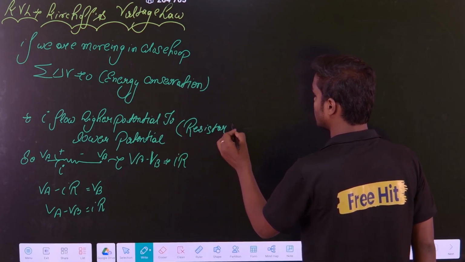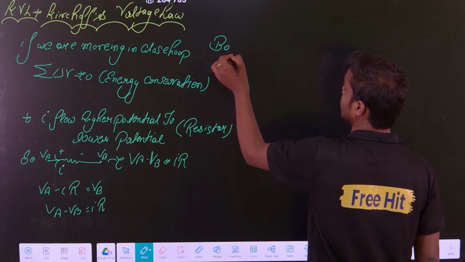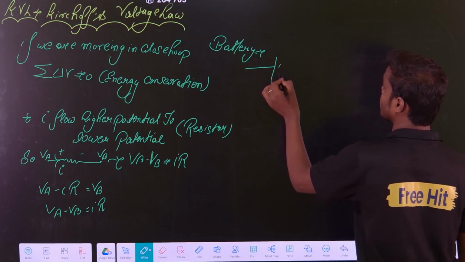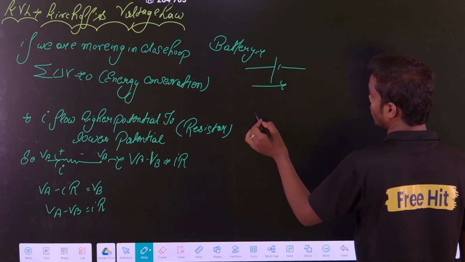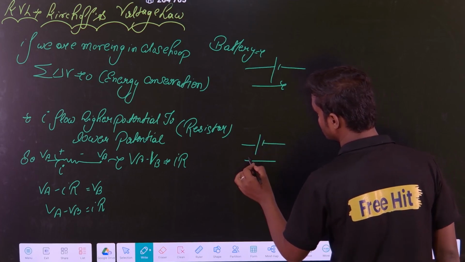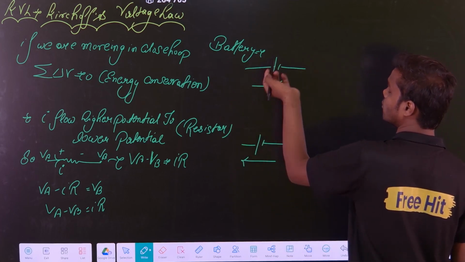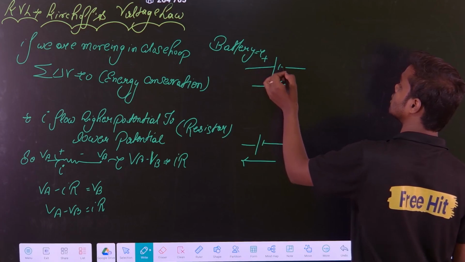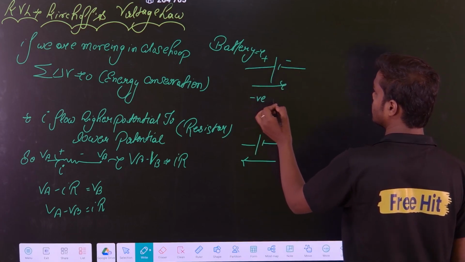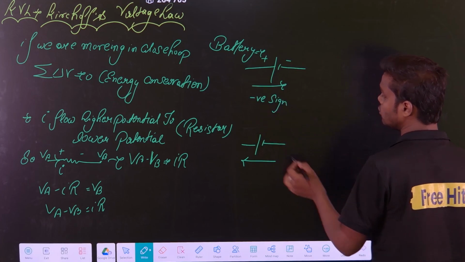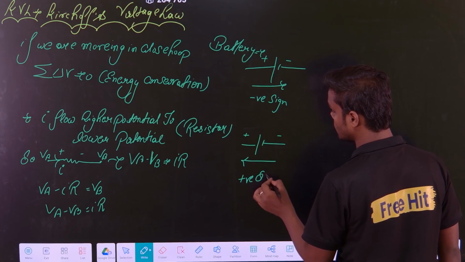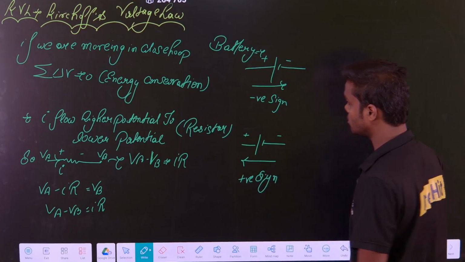But for a battery, let us talk about the battery. Suppose I am moving like this, or in the second case I will move like this. In this case, you are moving from the positive terminal to the negative terminal. So what sign do you have to take? You have to take a negative sign. And if you are moving from negative to positive, you have to take a positive sign. Simple thing. Just note these 3 points.